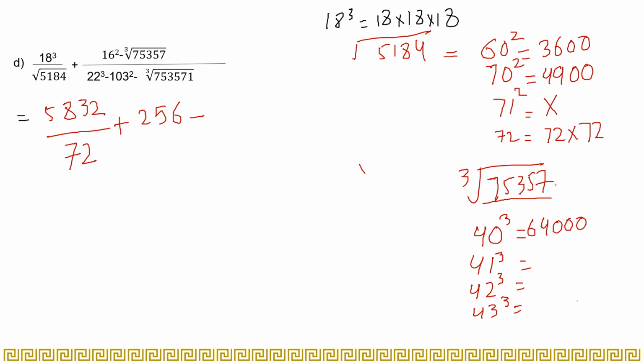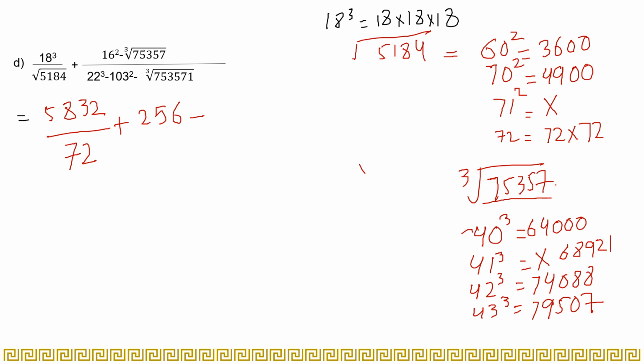When you try, this is not actually possible, but let's suppose we try it, I am doing it for a reason. If you try 41 cube, you will get 68921, and when you try 42 cube, you will get 74088, and when you try 43 cube, you will get 79507. Now see, there is no cube which gives you exactly 75357. That means the perfect cube for this number does not exist.